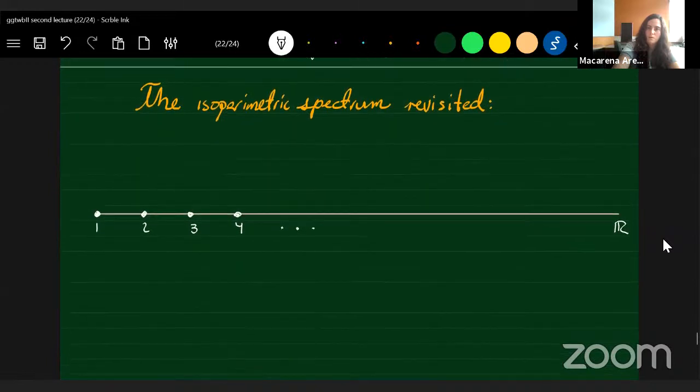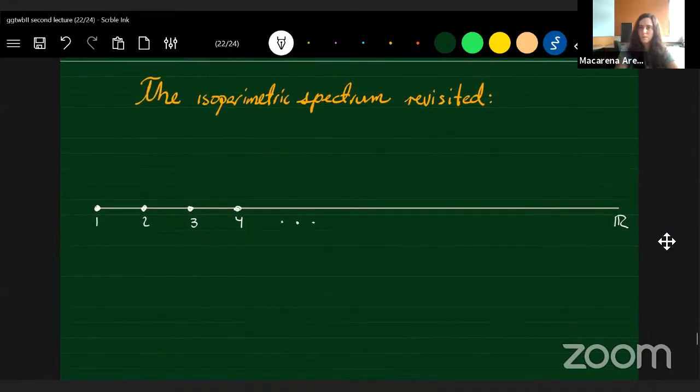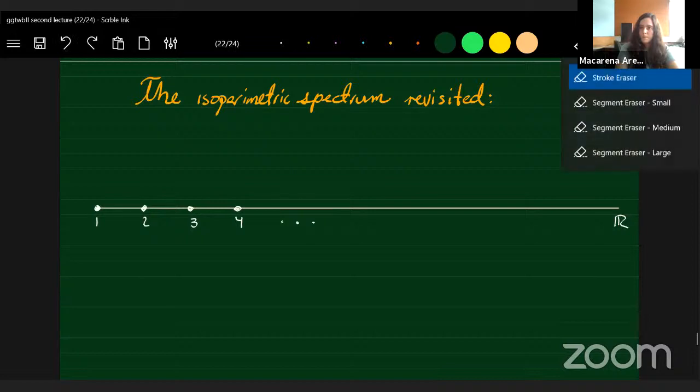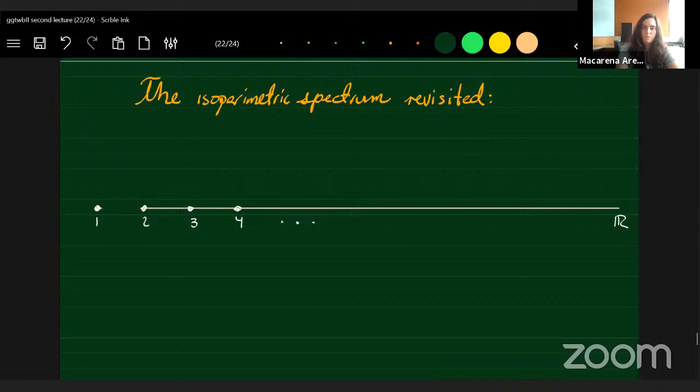Okay, so I just want to revisit quickly the isoperimetric spectrum with the new information that we have acquired. So we know that there's a gap in the interval from 1 to 2. Other than that, we knew from the beginning that all the integers were in the set. And we know that IP is dense in R. So we can color in basically the whole line.